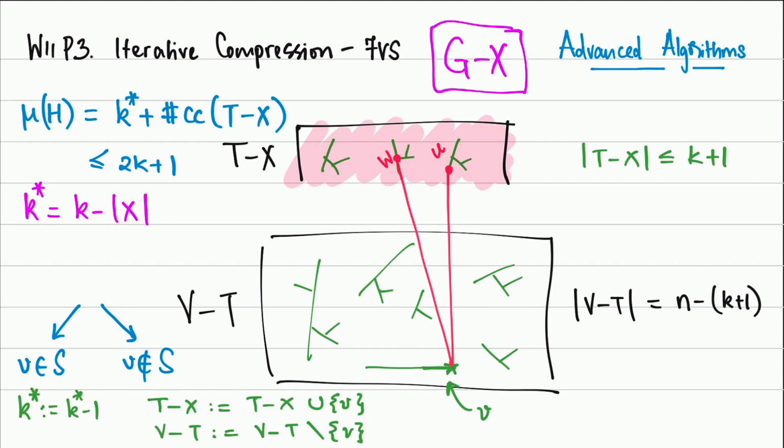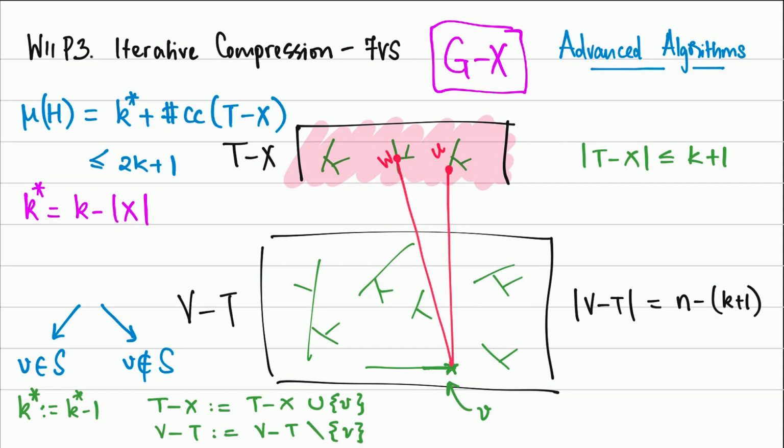So it might drop by more if we are lucky. For example, it's possible that V is adjacent to a lot of different components. So it's possible that the measure drops more dramatically in the branch where we don't pick V in our solution. But for the sake of analysis, which is in the worst case, we just assume that the measure drops by exactly 1 in both branches.